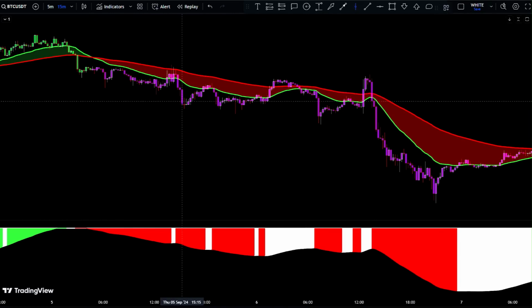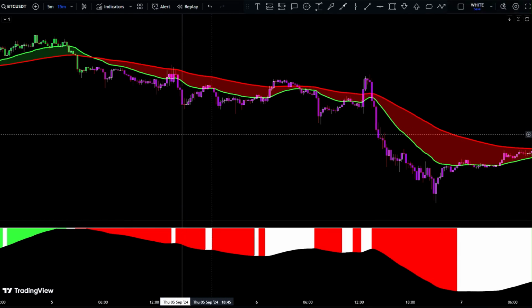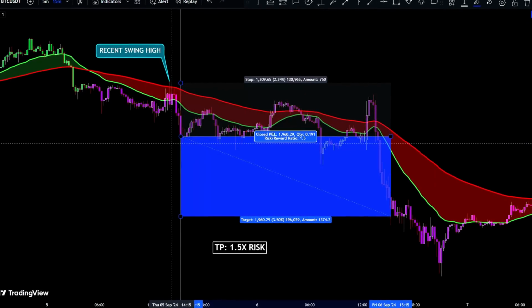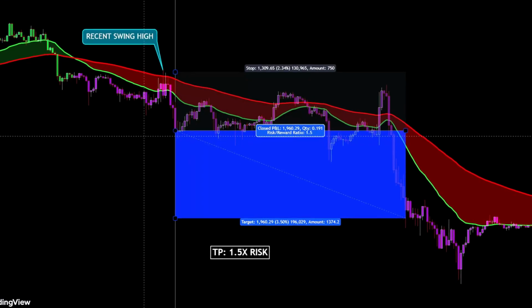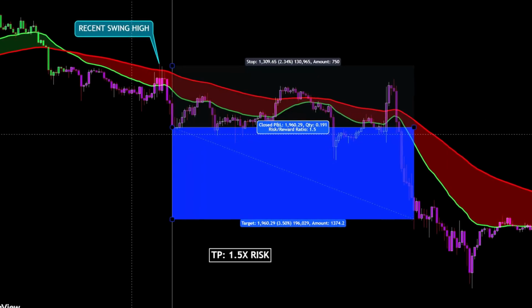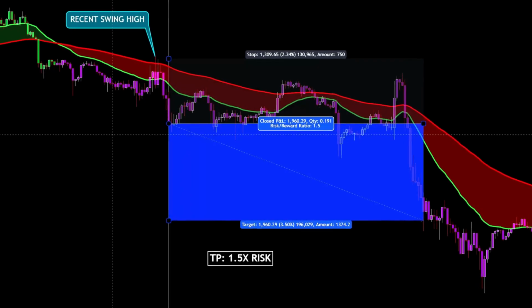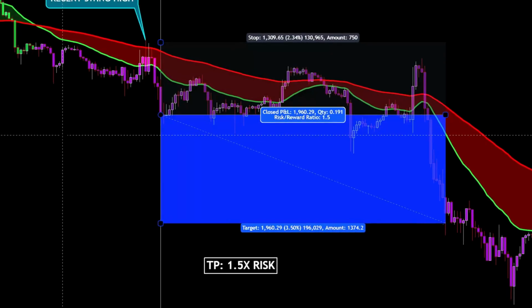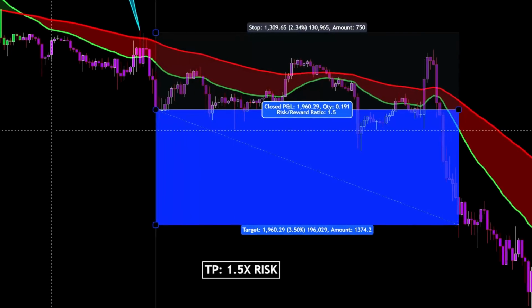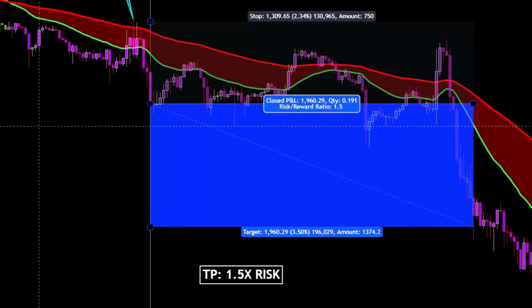For a stop loss, consider placing it at the most recent swing high. And when it comes time to exit the trade with a profit, aim for 1.5 times the risk of the trade. Remember, patience and discipline are key in the world of trading. Sticking to a solid strategy and keeping an eye on the market conditions will help you make informed decisions and capitalize on profitable opportunities.